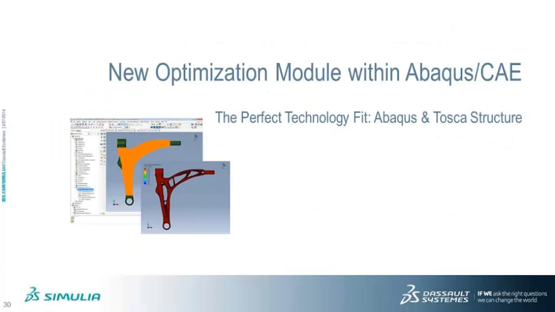So the new optimization module within Abaqus CAE is really all about the perfect technology fit, from what we believe. Tosca Structure really is able to benefit from all the Abaqus realistic simulation capabilities, all the nonlinearities, where Abaqus is really strong. So you can really rely on the Abaqus realistic simulation and use this for a realistic optimization with Tosca Structure. So it really makes sense to couple or integrate both much stronger than before.